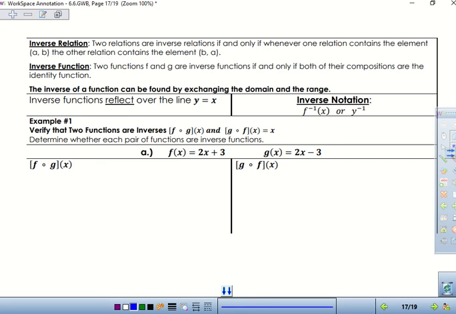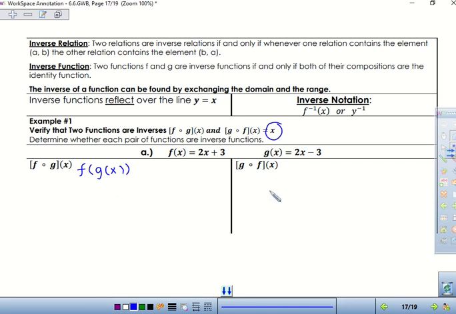So the rule is if you compose two functions both ways, meaning you plug one into the other, and the other into the one, and your final answer comes out to be x for both of them, just plain regular x, that means they are inverses. If it comes out to be anything except for x, they are not inverses, and they have to both come out to be x. So we want to check and see if f of x and g of x are inverses. So to do that, we're going to have to compose them. So we're going to do f of g of x first.